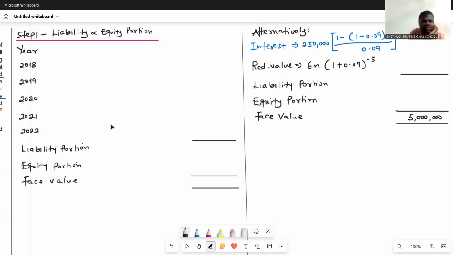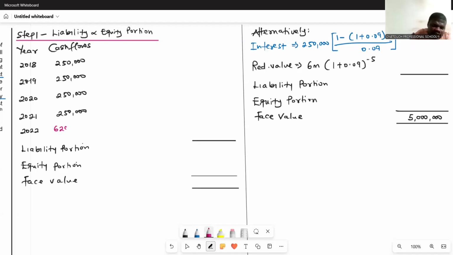Okay, now let's move. Let's do our Kolo approach. So we have the cash flows. Under the cash flows, we have 250,000, 250,000. That's the interest. 250,000, 250,000. In the last year, they will pay the 6 million plus the 250,000. Is that not it?